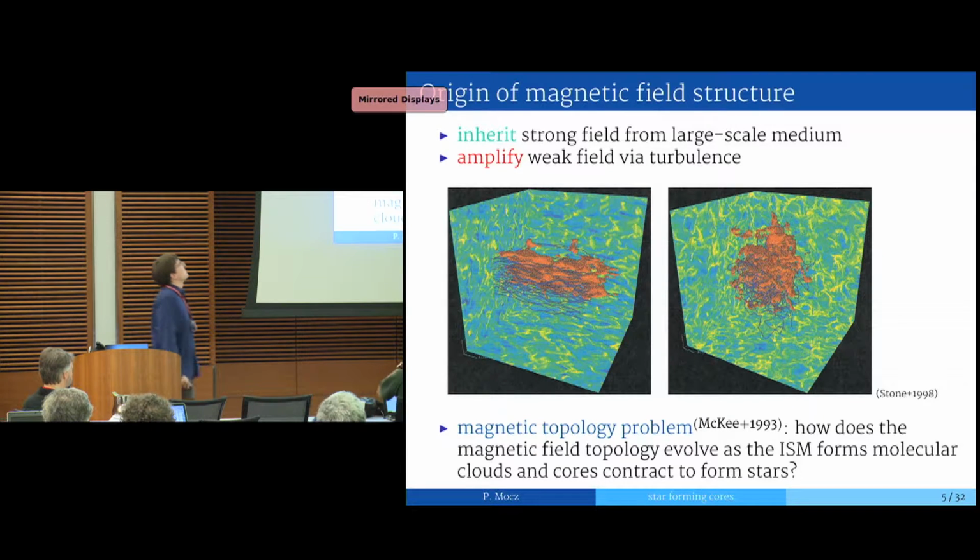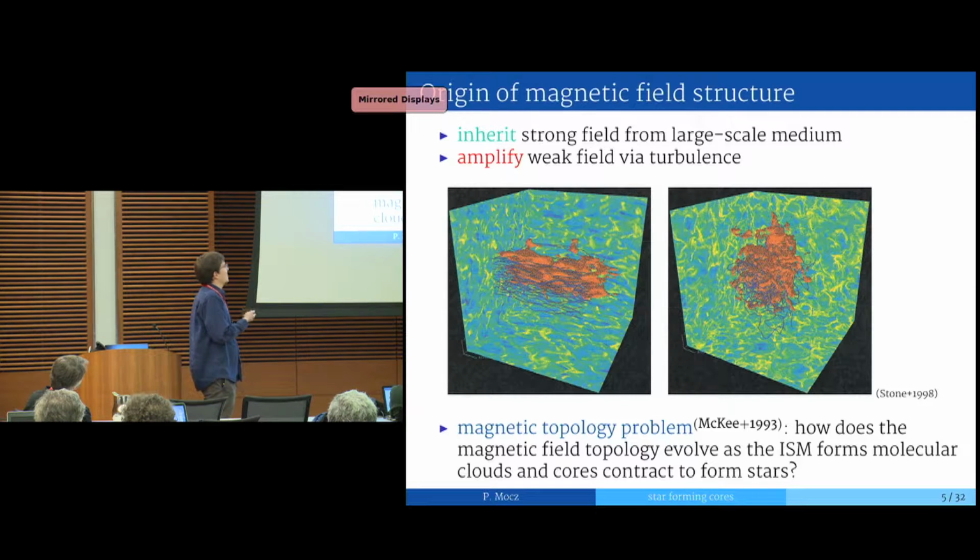So of course, there's a question of the origin of the magnetic field structure: how much is the large scale magnetic field impacting the smallest scales, and whether the smallest scale magnetic fields can instead be modified by local turbulence. This is referred to as the magnetic topology problem in the literature by people like Chris.